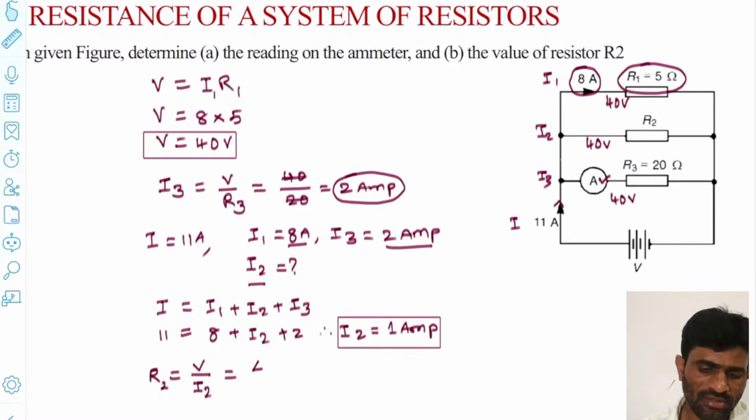V is 40 volts by I2, which is 1 ampere. So 40 by 1 is 40 ohms. So R2 is equal to 40 ohms.